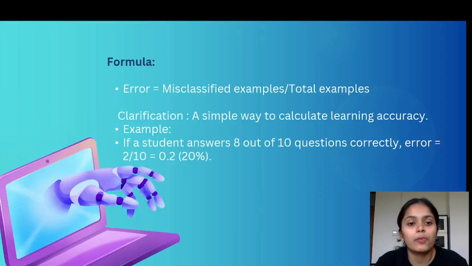What's the formula for error? Error is equal to misclassified examples upon total number of examples. Let's take an example: if a student answers 8 out of 10 questions correctly, then error will be 2 out of 10, which means the student incorrectly answers two questions, which means 20% of the answers given by the student are incorrect.